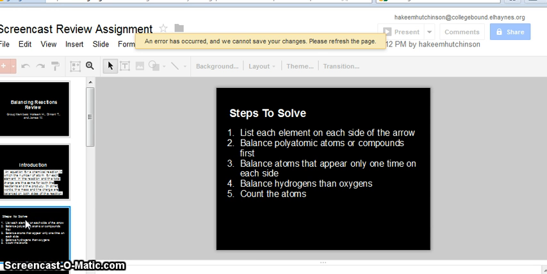The steps to solve balancing reactions is: list each element on each side of the arrow. Second, balance polyatomic atoms or compounds first. Third, balance atoms that appear only one time on each side. Fourth, balance hydrogens then oxygens. Fifth, count the atoms.